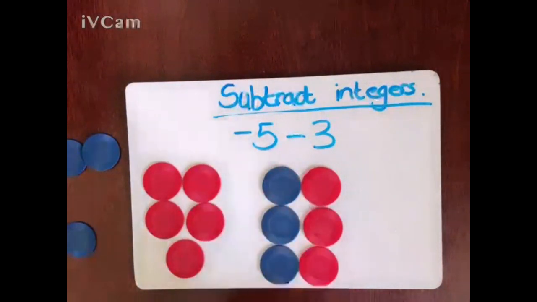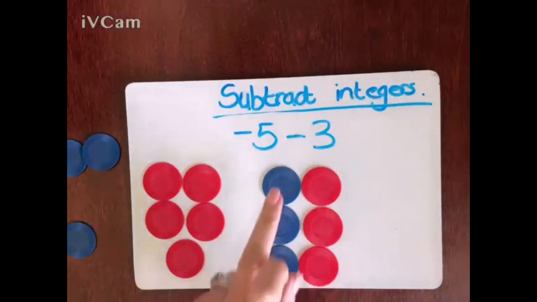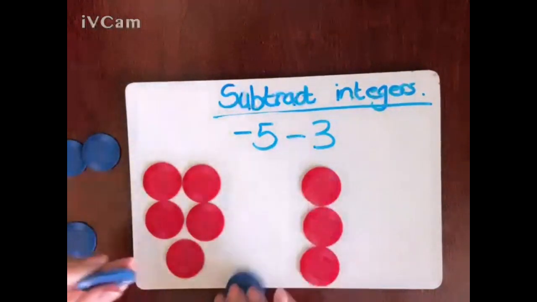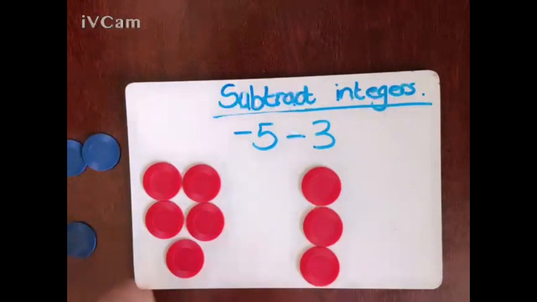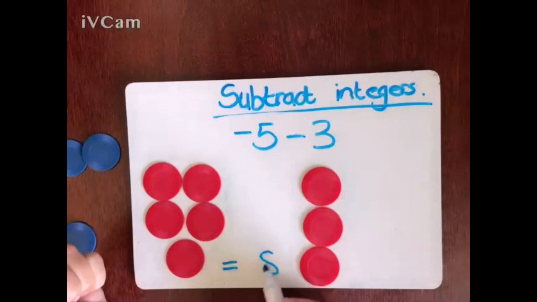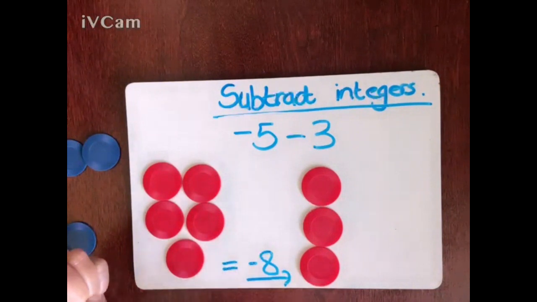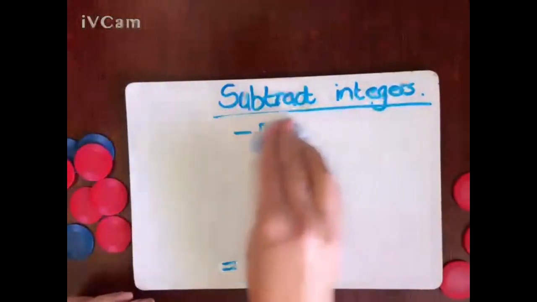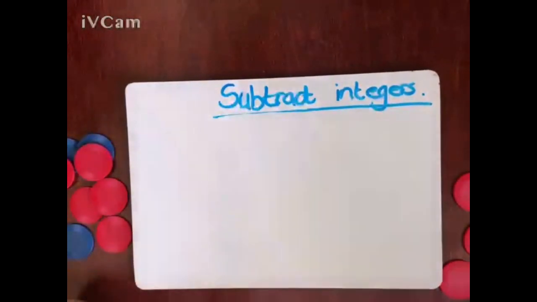I've added 0 pairs until I'm able to take away 3 blue discs. So those are the 3 blue discs that I'm taking away. So what am I left with? I am left with 8 negative discs. 8 red discs. I'm left with -8. Right. Let's do another one.